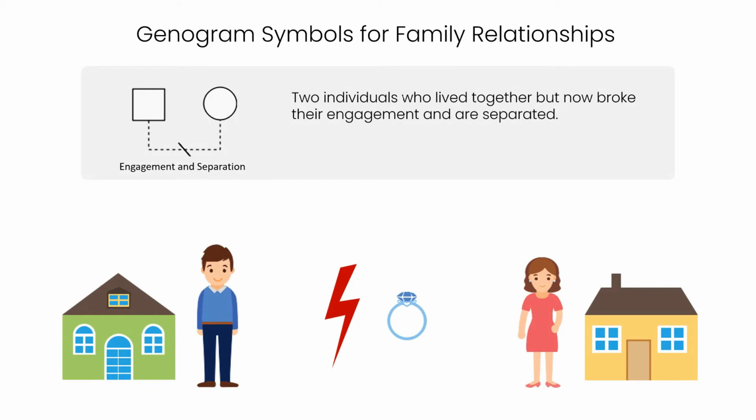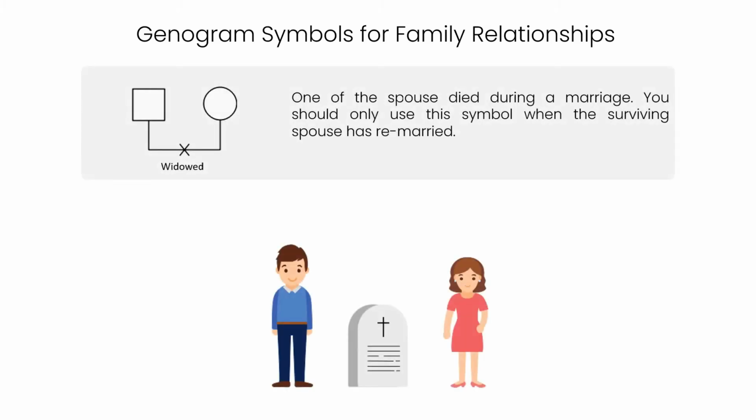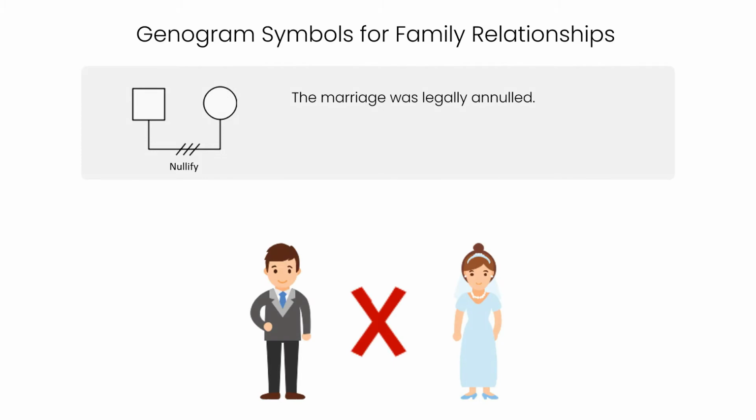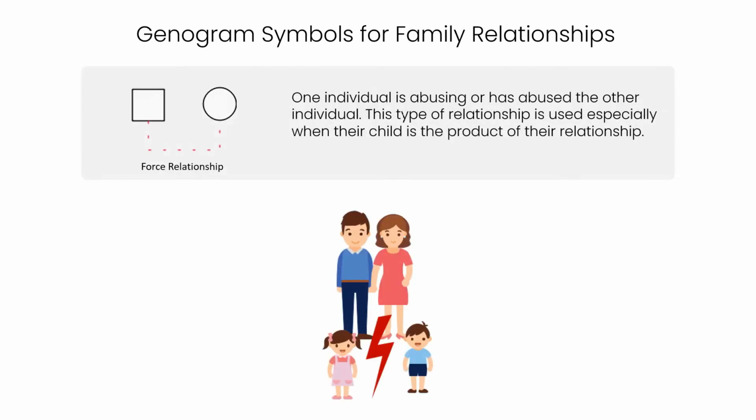2 individuals who once lived together but have now broken their engagement and are separated. One of the spouses died during a marriage. You should only use this symbol when the surviving spouse has remarried. The marriage was legally annulled. 2 individuals are dating, but are not yet in a clear relationship like boyfriend or girlfriend. This symbol is used when one individual is abusing or has abused the other individual. This type of relationship is used especially when their child is the product of their relationship.